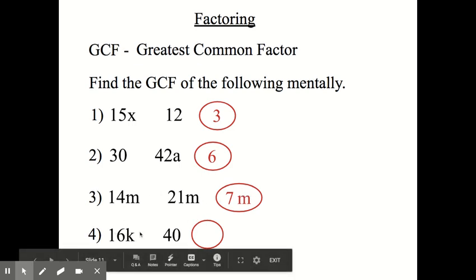And then finally, 16k and 40. Greatest common factor that exists between those? Well, this doesn't have a k. This does, so we can ignore the k. Focusing just on the numbers, it would be 8.